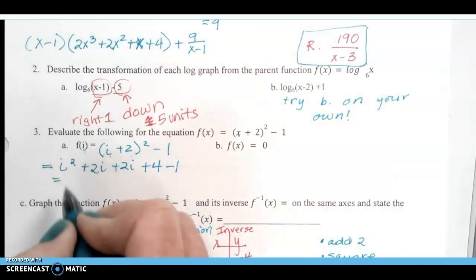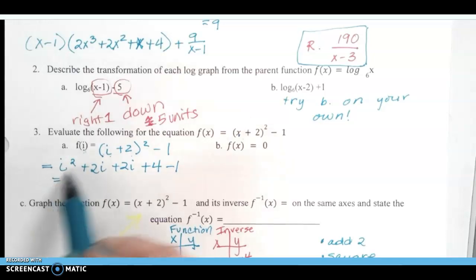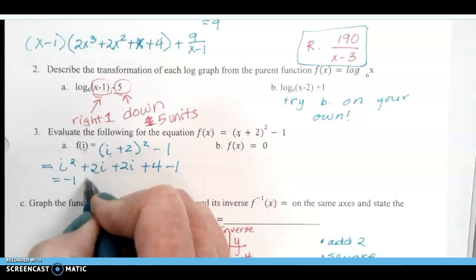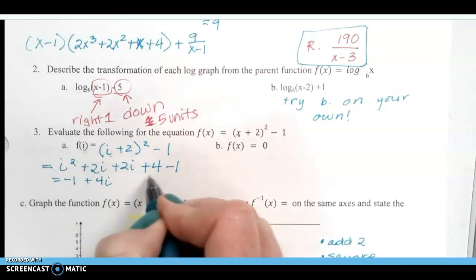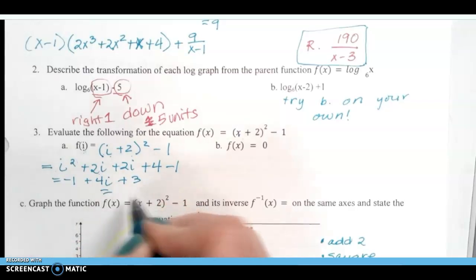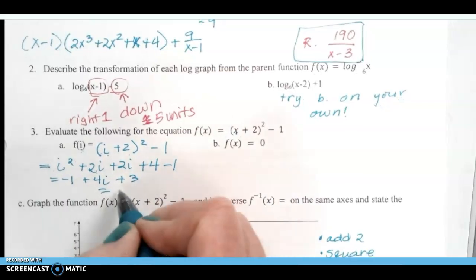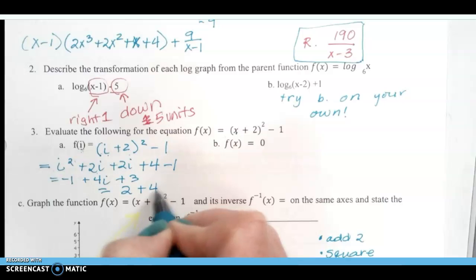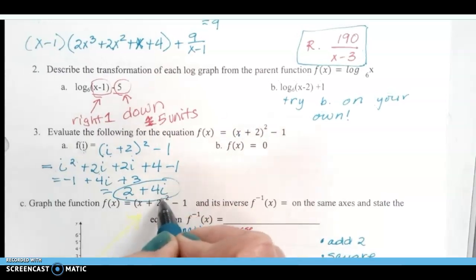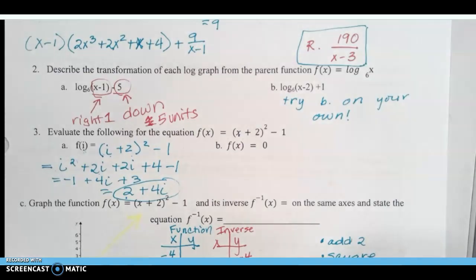Now let's combine like terms and simplify. I squared is just -1, 2i plus 2i is 4i, and then 4 minus 1 is 3. So our final answer is going to be these two combined, which is 2 plus 4i. Remember, we do the real number first, then the imaginary number to get our complex number.